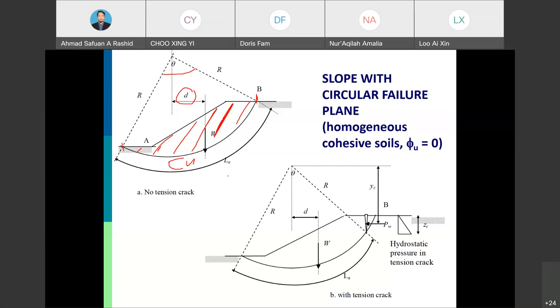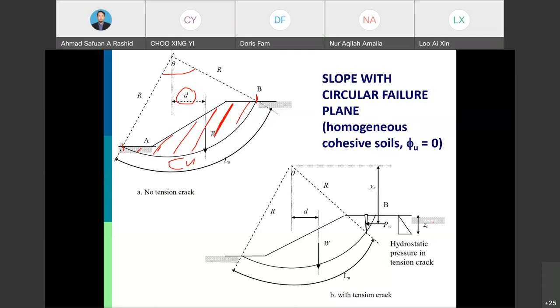On the other hand, due to poor construction, for example of the embankment, they create a potential tension crack. Let's say this is under the worst condition, or we can observe this tension crack during the site visit. The tension crack most probably will be filled by water, so it creates hydrostatic pressure inside the tension crack, which may contribute to the additional load.